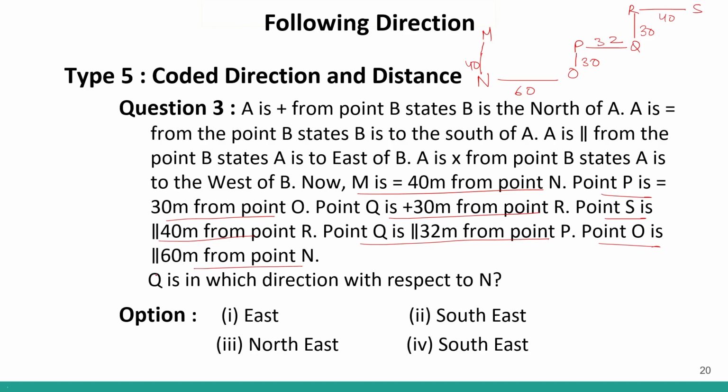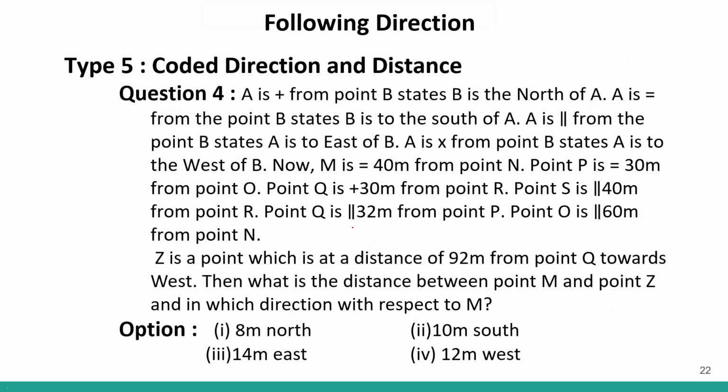This is the diagram. Now the question is, Q is in which direction with respect to N? So Q is here and N is here, and we have to find the direction with respect to N. So with respect to N, Q would be in this direction. If I am drawing the direction chart, this direction is called northeast. So Q is in the northeast direction with respect to N. So our answer will be option number 3, northeast.